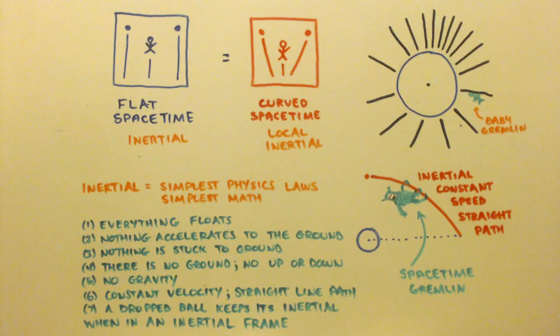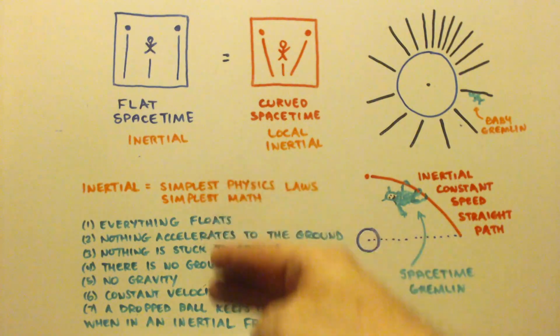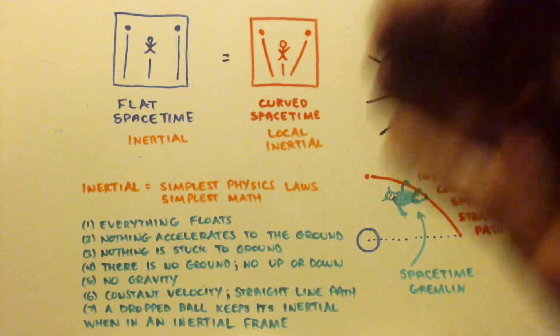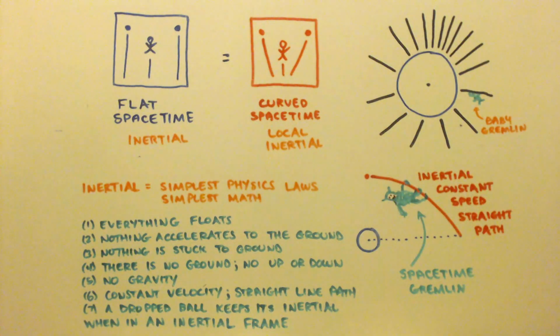And what gives you not simple physics laws? Well, put it this way: if you hold a ball out and you let go of it and it floats, that's the simplest math and the simplest physics laws, right? But if it accelerates down to the ground, no. That sounds like a lot of math. So, anyways, these are the 9 reasons, or 7 or whatever, that come about because you have to have the simplest physics laws and the simplest math.